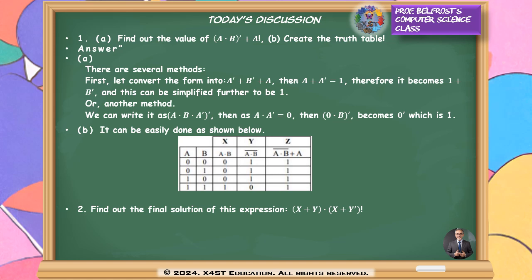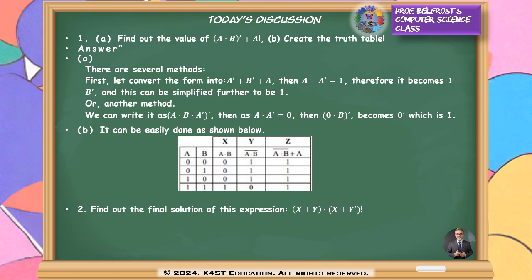Or you can convert the outer part as shown, and then utilize the property of A multiplied with A complement. In Boolean operation, A ANDed with its complement will result in 0, and 0 ANDed with B will result in 0, and the complement of 0 is 1. Or you can use the truth table way as shown in the slide, and check which will give you that result.